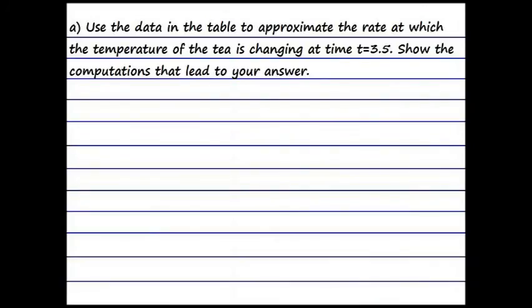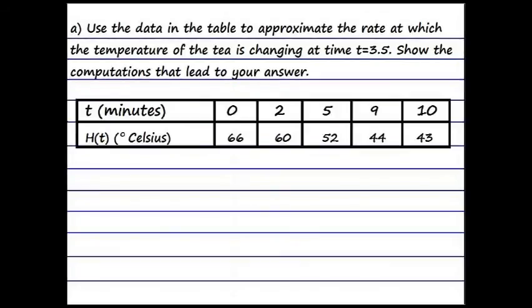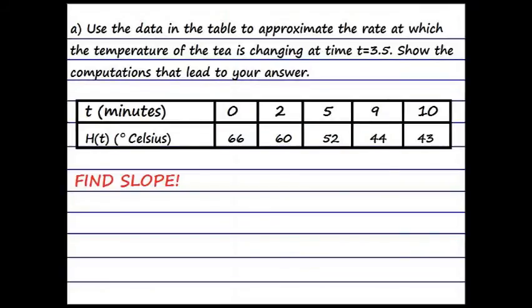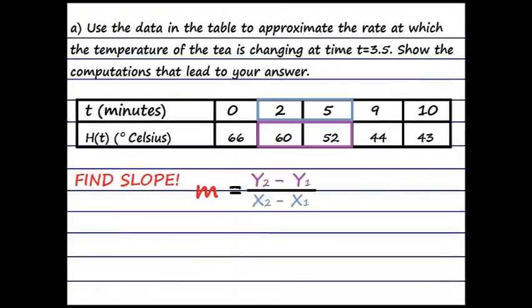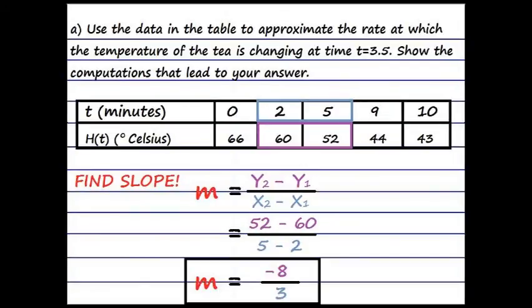In order to find the rate at which the temperature is changing, we must find the derivative. The derivative can be found by finding the slope. So we find the slope between t equals 2 and t equals 5 to find the rate at which the temperature is changing at time t equals 3.5. To find the slope, we use the equation m equals y2 minus y1 over x2 minus x1. Then we plug in the numbers from the chart, 52 minus 60 over 5 minus 2, which gives you the slope, negative 8 over 3.